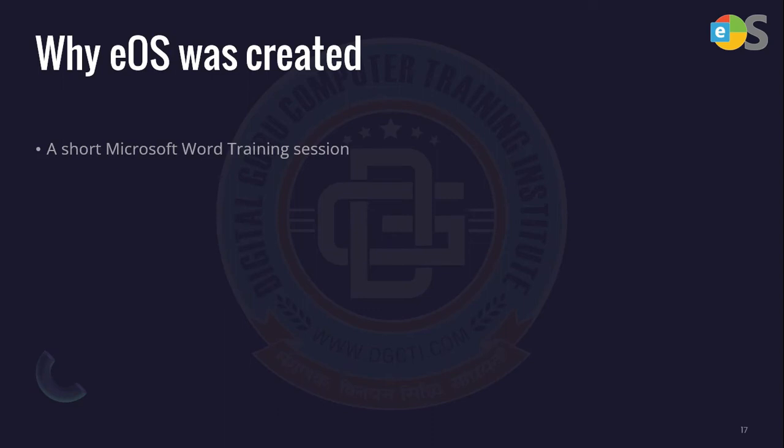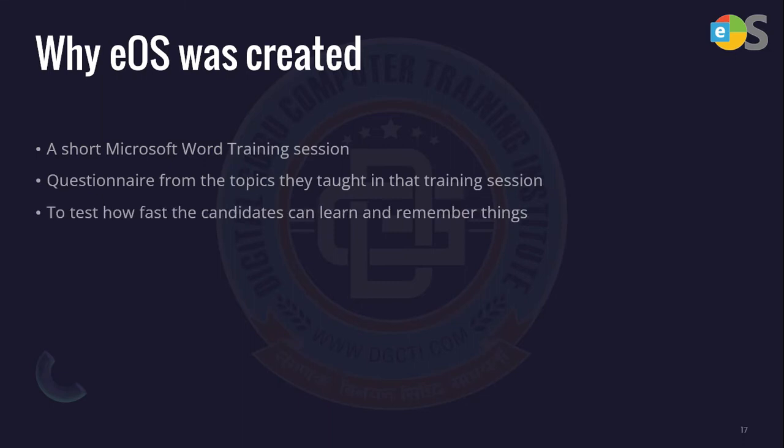candidates that were there for the job interview into a Microsoft Word training session. That training went on for about 45 minutes to an hour. Thereafter, they gave him a questionnaire related to the Microsoft Word topics they taught in that training session. Maybe they wanted to check how fast candidates can learn and remember things. And finally, after all these, Mithun was selected for a personal round of interview.